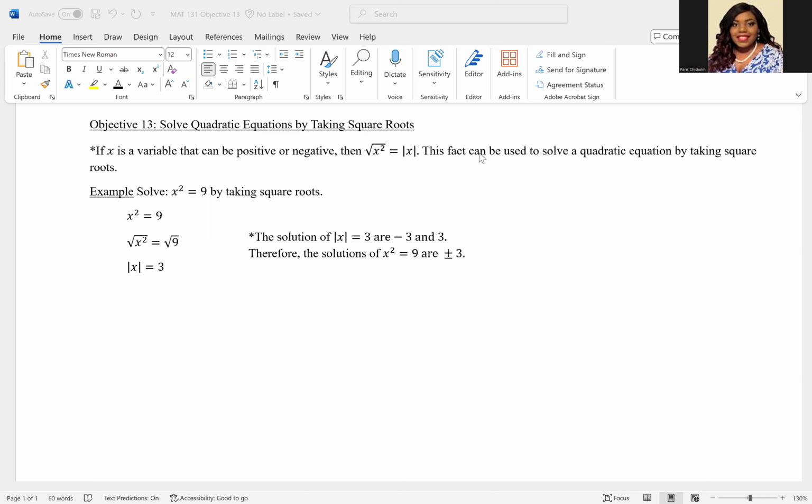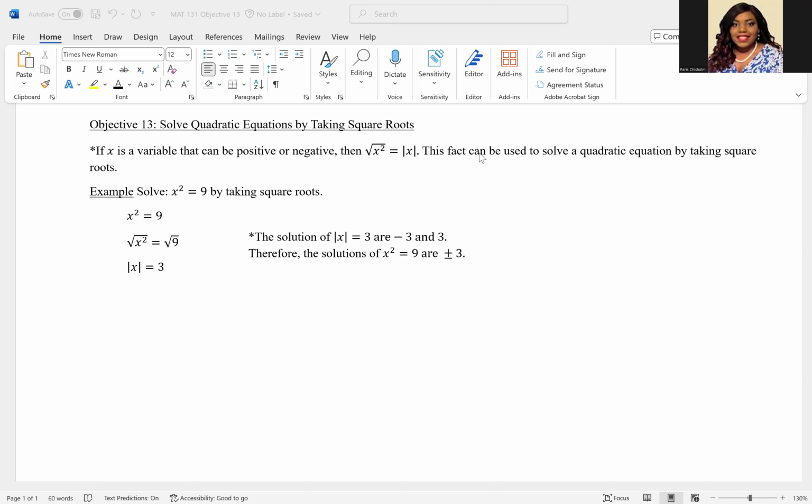Hello, class. Today we're going to cover Math 131, Objective 13. For Objective 13, we are going to solve quadratic equations by taking square roots, okay?